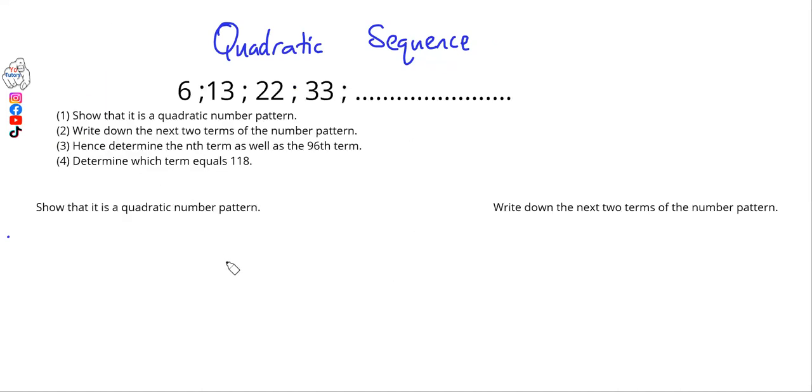Now, the first question is saying, show that it is a quadratic number pattern. So we have 6, 13, 22, 33. What we know is that a quadratic number pattern must have a second common difference. So that's what we need to do. Let's see the first differences. 13 minus 6 is going to give us 7.